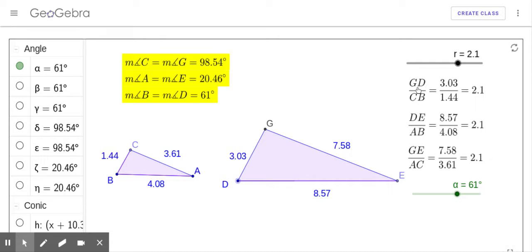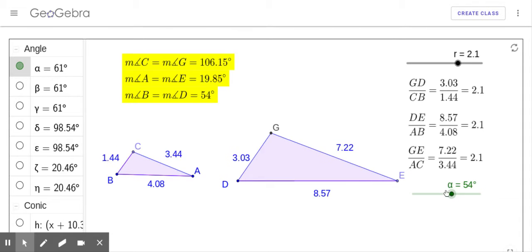And what we have here is the ratios of corresponding sides: GD, so this side here, GD, over its corresponding part, CB, and we have DE over its corresponding part, AB, and then finally the last, GE over AC. And when we do that, we see that we get the same value every time. That value is the scale factor. And so if we have similar triangles, then those ratios are all equal, which means their side lengths are proportional.